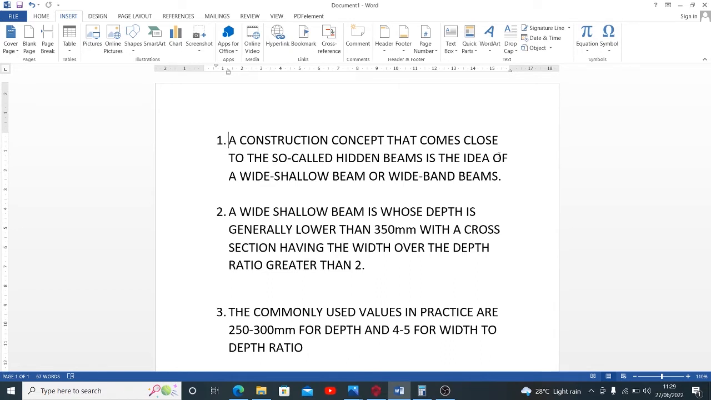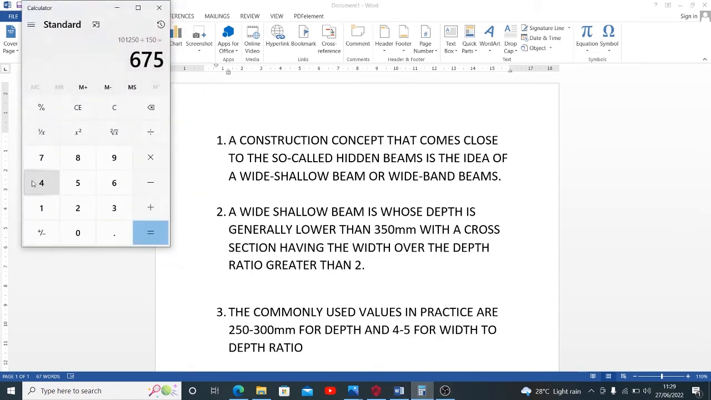Now pay attention. The depth is generally less than 350, but the width over depth ratio, that is the width over the thickness ratio, is always greater than 2. For example, in the case of the 150 by 675 beam we are using, if we divide 675 by 150, let's see what we have. We have 4.5, right?